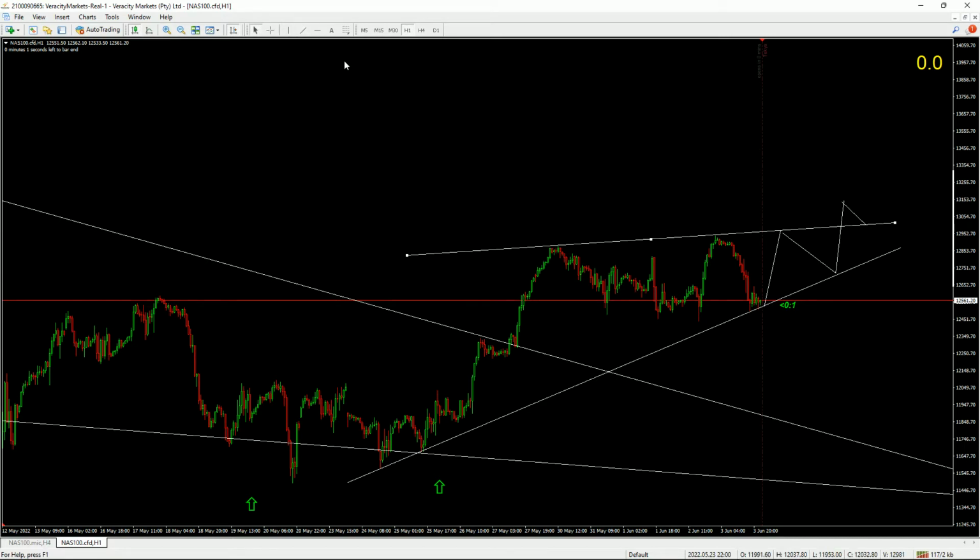It can do something like this, push to the upside. Do you see that? Or break this trend line, do a bit of a retest, and drop to the downside to retest this trend line. Do you see that, guys? So this is what the market can basically do.